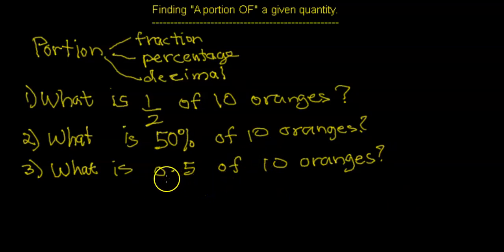So here, the focus is on how to quickly solve this. And we're mainly going to focus on the keyword "of", where we change the keyword "of" to multiplication, and then we solve the question. So let's look at some examples.